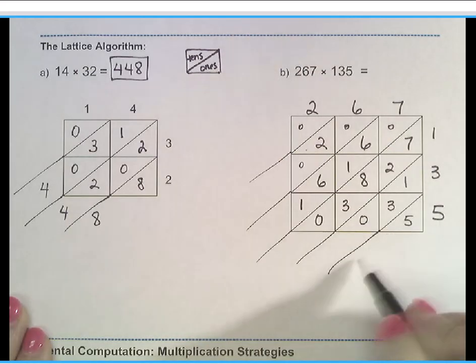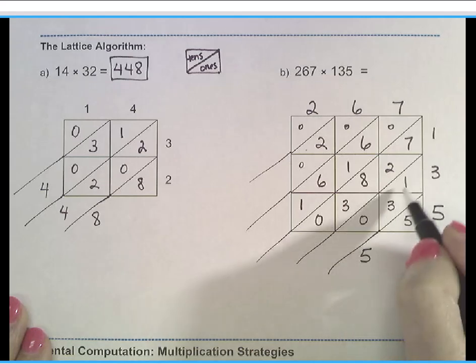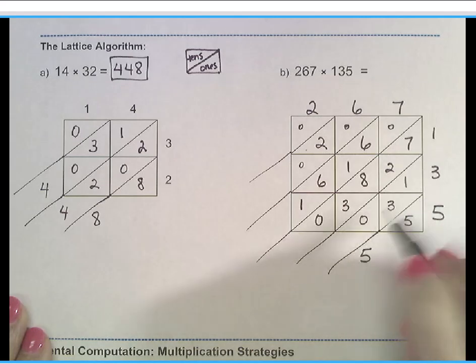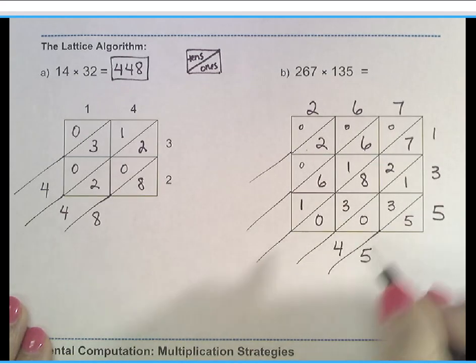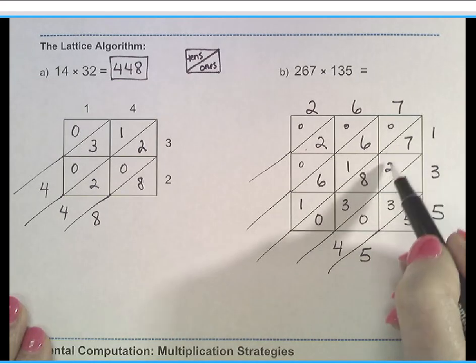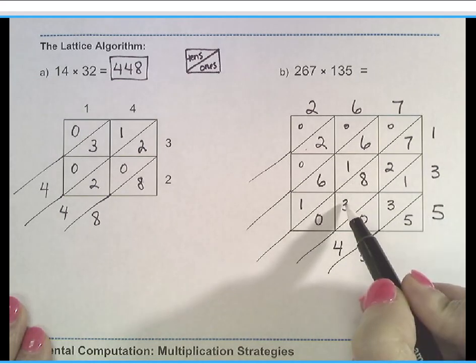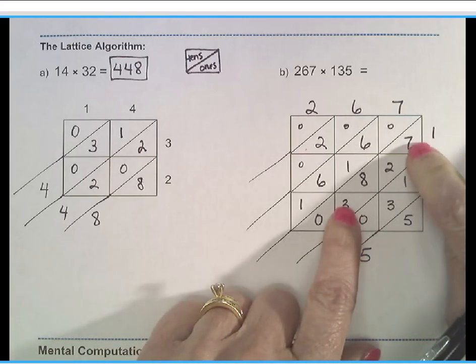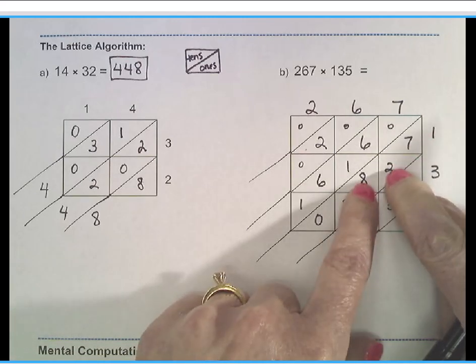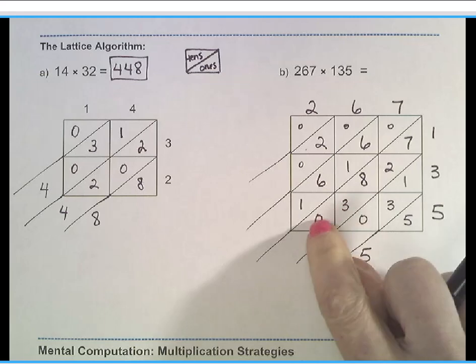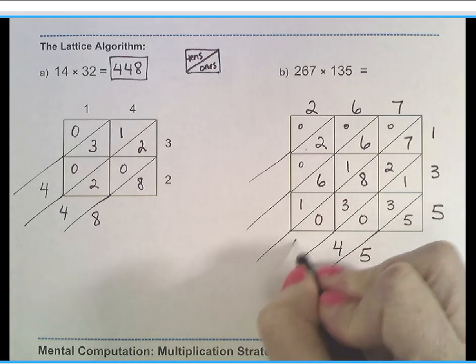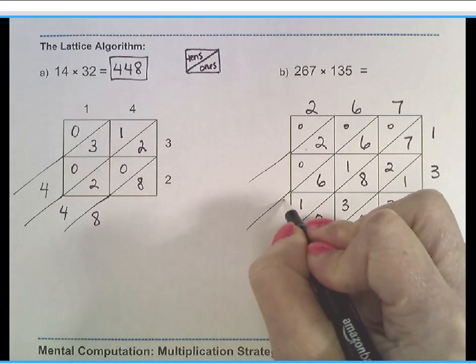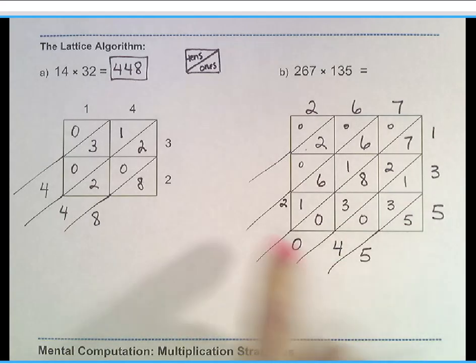So it's your ones place, it's a 5. Then your next one, your tens place, you've got a 3 and a 1, that's a 4. Now look at this next diagonal, 7, 2, 8, and 3. Well, 7 and 3 make 10, and 8 and 2 make 10, so that's 20. So you put down the 0, but you have to carry the 2, and that 2 is going to get added into this next diagonal.